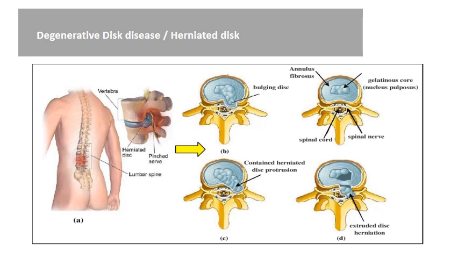In D, we have an actual tear in the annulus, and the inner gel-like material is extruded through that defect and causes quite a significant compression of the exiting nerve root, can also cause spinal stenosis.